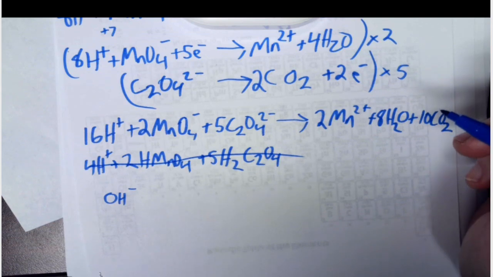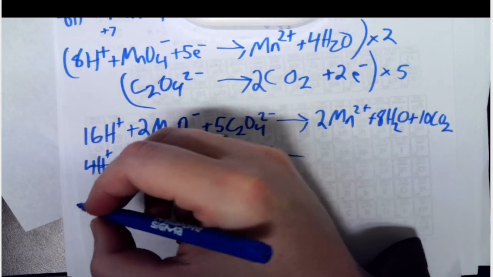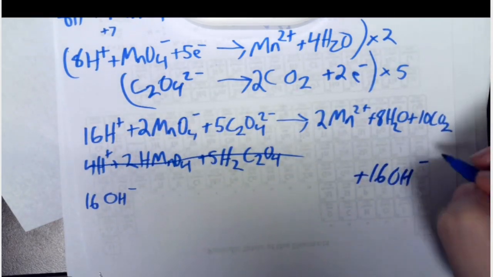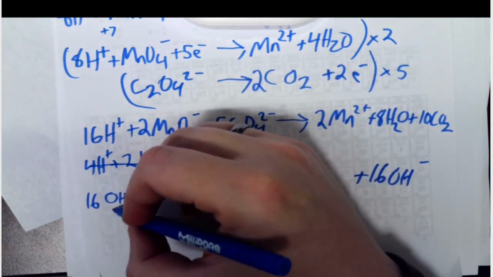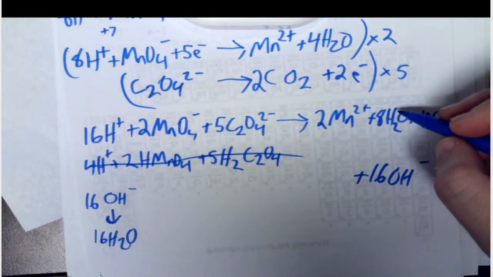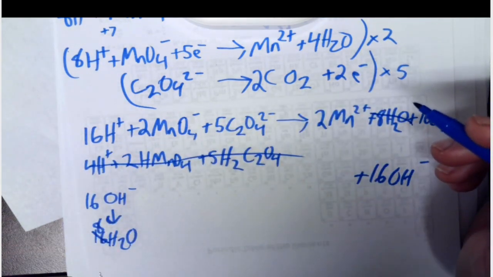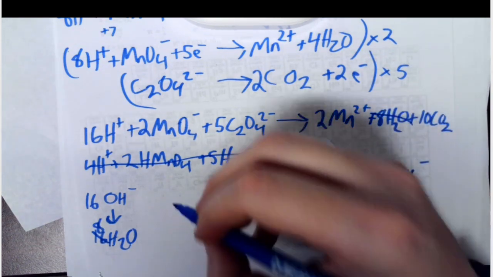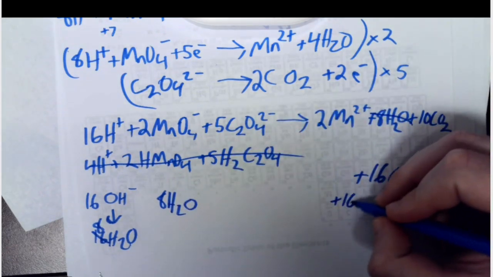But one easy way to think of it is I add 16 OHs to both sides. Every OH cancels an H to make 16 waters. There are 16 waters on the left and 8 waters on the right, so they cancel with 8 waters. And so you're left with 8 waters on the left and 16 hydroxides on the right.